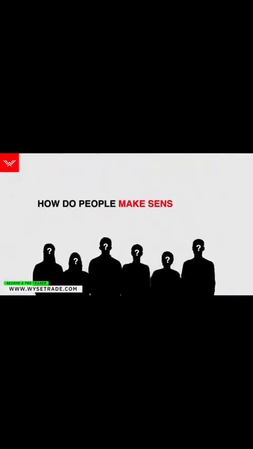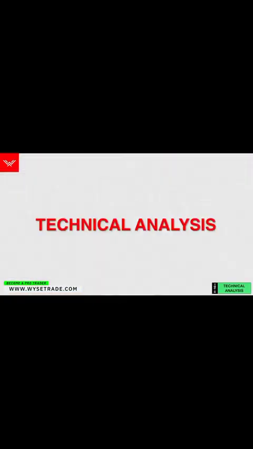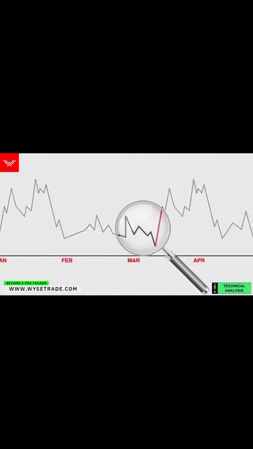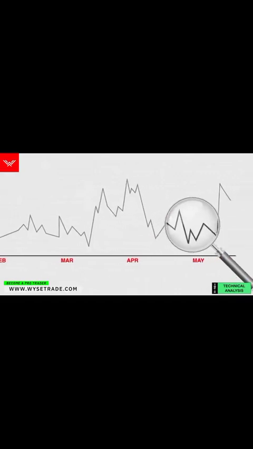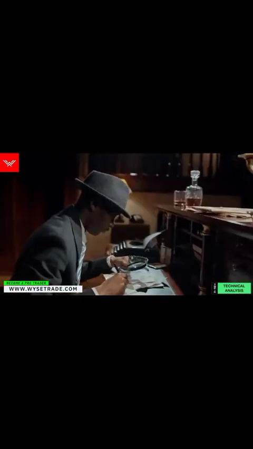So how do people make sense of the Forex market? Well, traders can employ a range of trading strategies, one of which is technical analysis. With technical analysis, traders study historical price movements and data in order to identify similar patterns that have the possibility of repeating themselves in the future. The idea here is history loves to repeat itself. Think of technical analysis like a detective hunting down clues to uncover how an individual acted in the past in order to try and predict how they will act again in a similar way in the future.